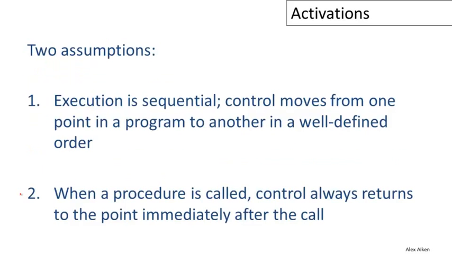We're going to make two assumptions about the kinds of programming languages for which we're generating code. The first assumption is that execution is sequential. Given that we execute a statement, the next statement that will be executed is easy to predict. In fact, it's just a function of the statement that we just executed. So control is going to move from one point in a program to another in some well-defined order.